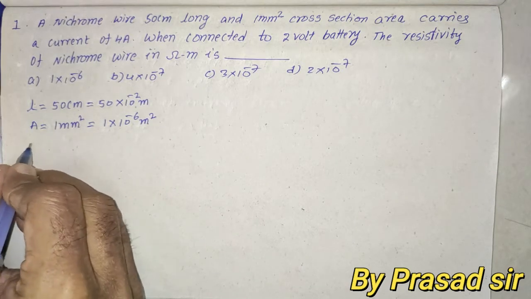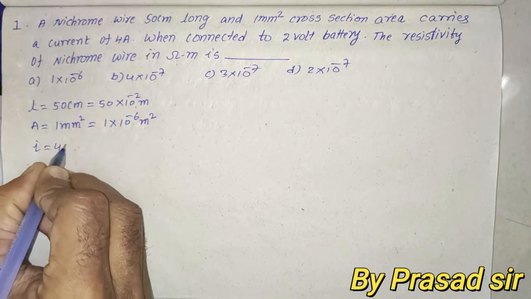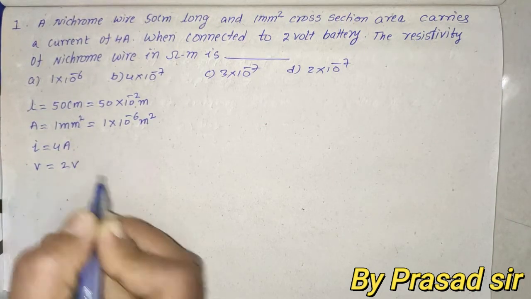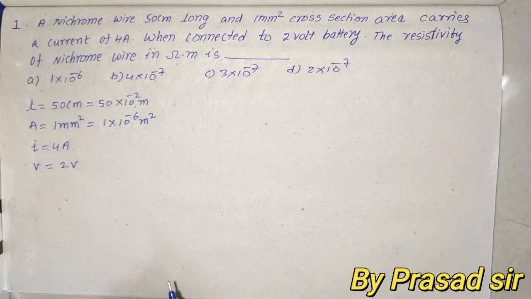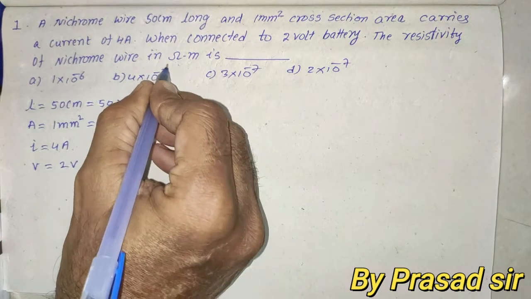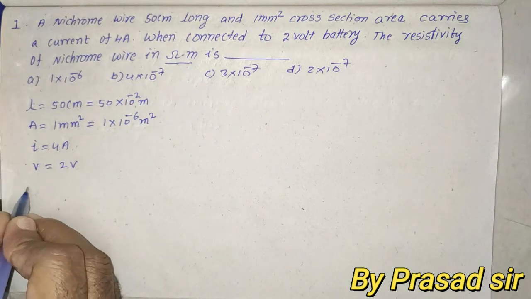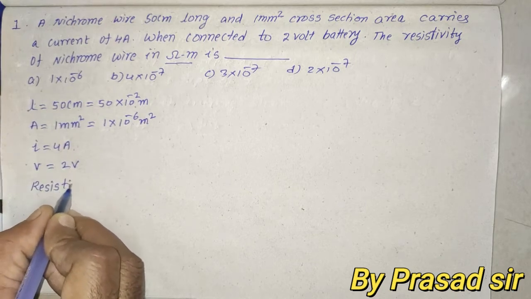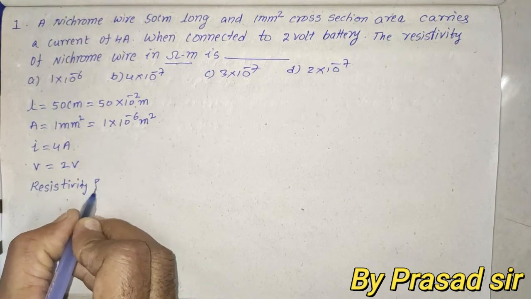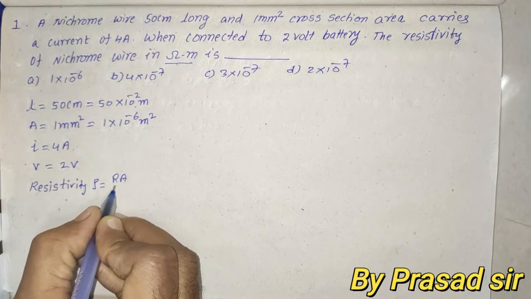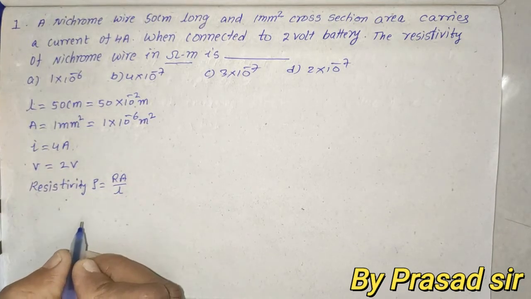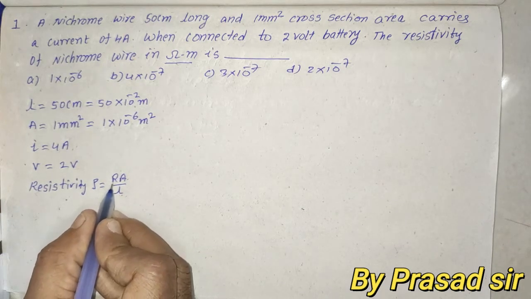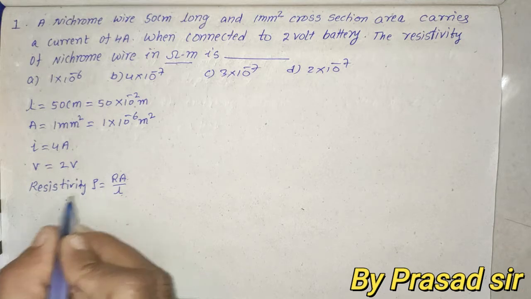Then afterwards it is given the current, I is equal to 4 amperes, and potential difference V is equal to 2 volt. Here we have to calculate the resistivity, in ohm meters. To calculate the resistivity, the formula is rho is equal to RA by L. In this formula, area we know and length we know, but resistance we don't know. First of all, we have to calculate the resistance.